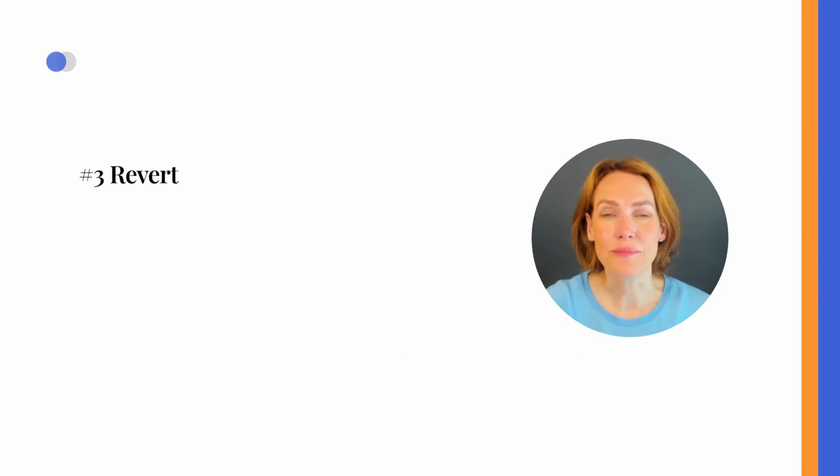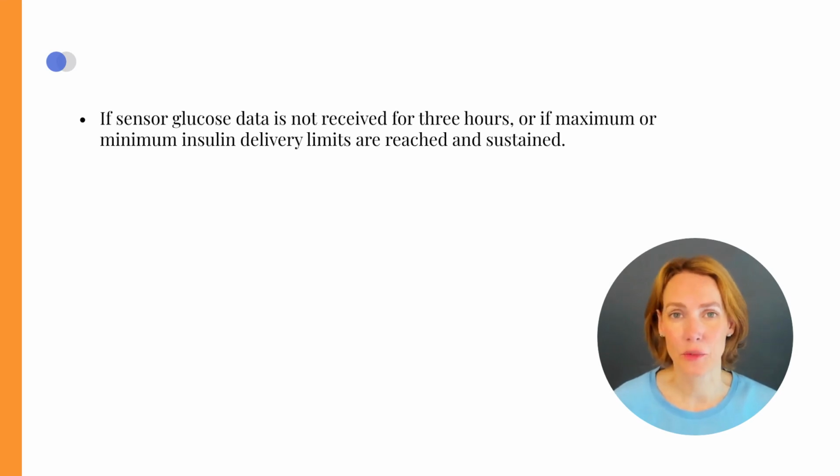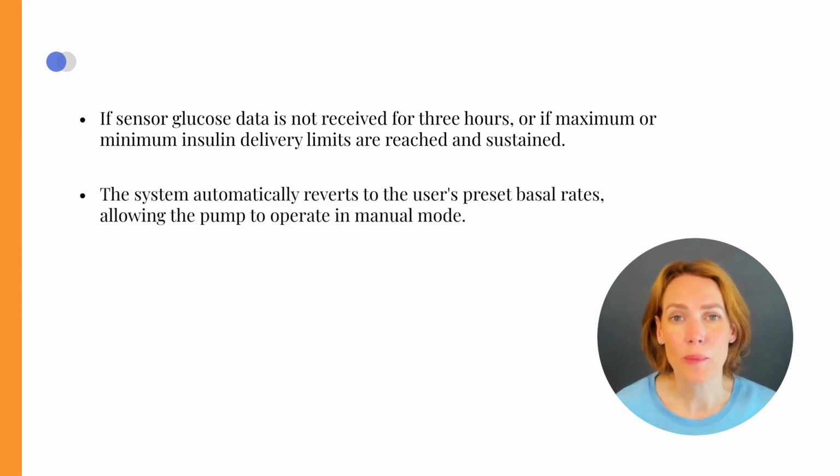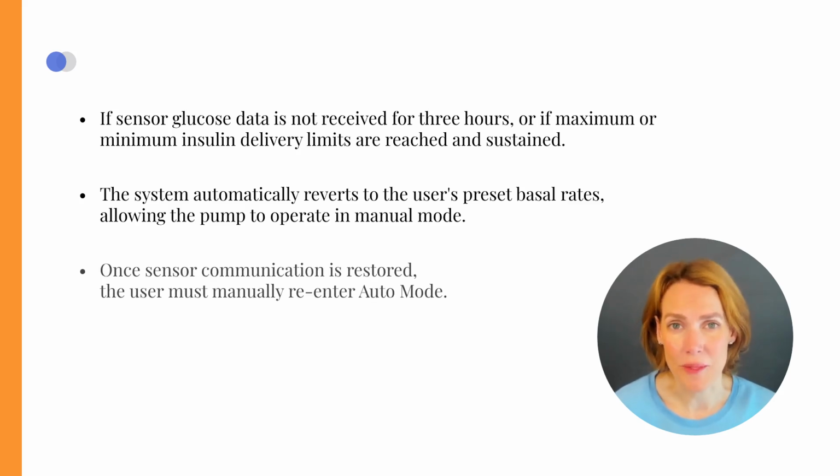3. Revert. In certain situations, the TouchCare Nano System may temporarily switch to manual mode. This can occur if sensor glucose data is not received for 3 hours, or if maximum or minimum insulin delivery limits are reached and sustained. When this happens, the system automatically reverts to the user's preset basal rates, allowing the pump to operate in manual mode. Once sensor communication is restored, the user must manually re-enter auto mode.